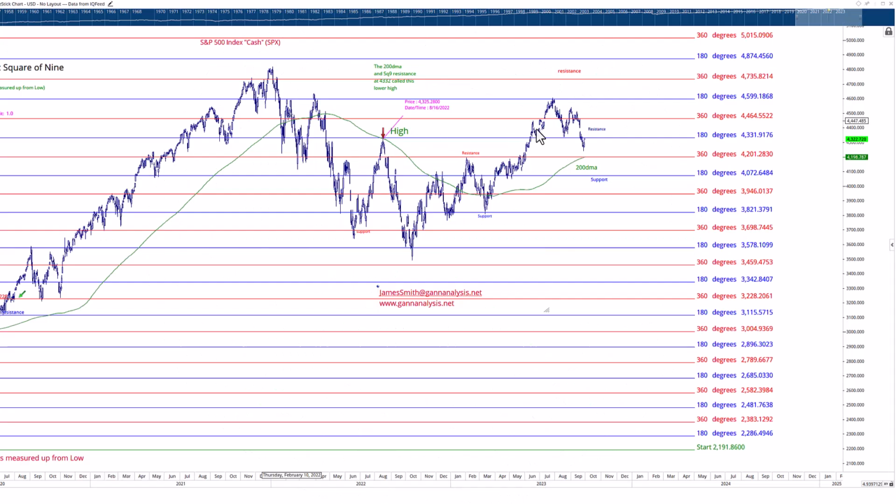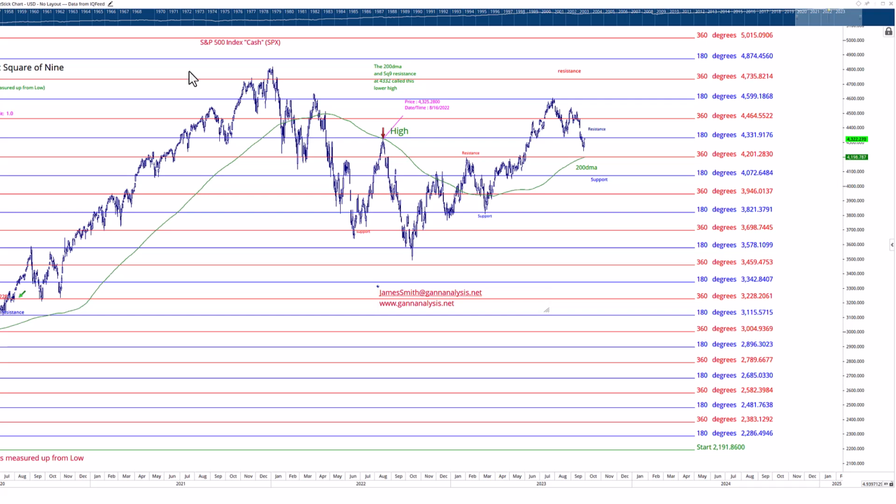Watch what happens with the S&P here at 4332. See how we end the day. See how things turn out next week. If you take out 4201 and the 200-day moving average at 4198, yeah, you're probably starting a big move down.